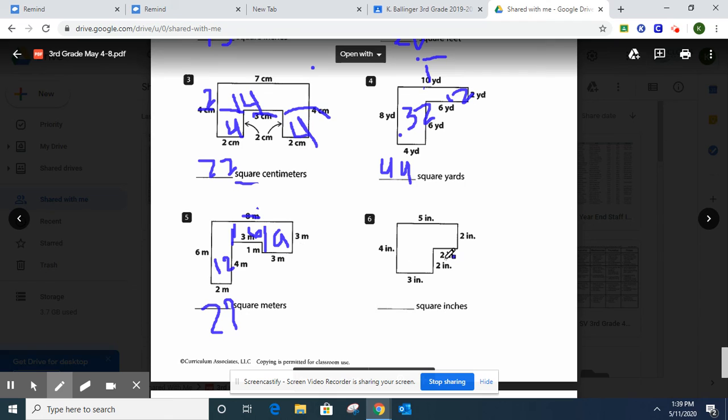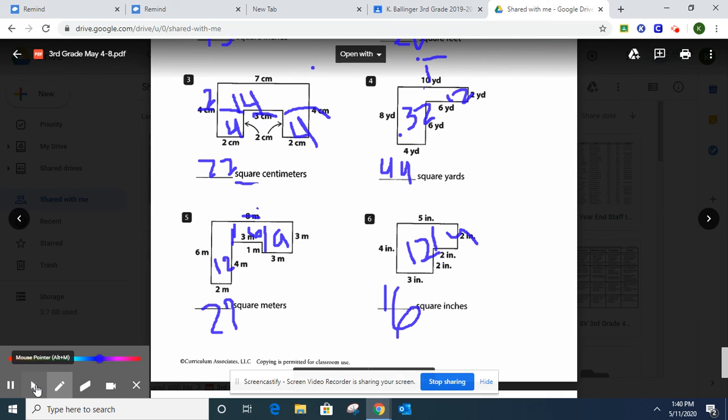Okay, I'm going to break this one apart. I think right here. We've got this 2 for this length and 2, so that's going to be 4. And then this is 3 and 4 to find this area. That's all we need, so that's 12. So altogether, we've got 16 square inches.